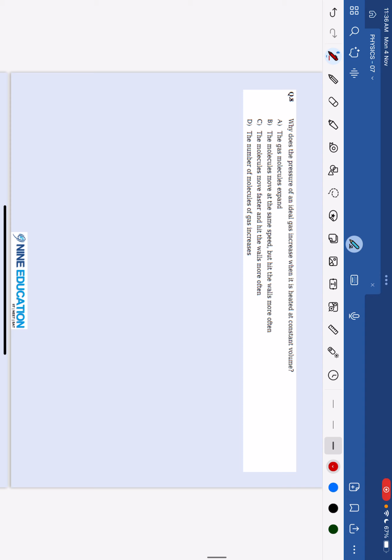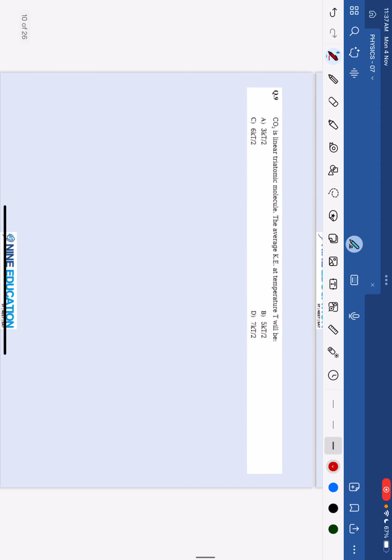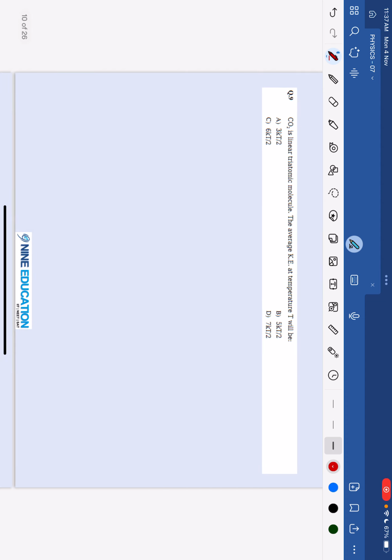Why does the pressure of an ideal gas increase when it is heated at constant volume? Option: gas molecules expand. Option: molecules move at the same speed but hit the walls more often. Option: molecules move faster and hit the walls more often. Because when we heat something at constant volume, we have done a derivation in the KTG where at constant volume we give some temperature and calculate the average kinetic energy. So C will be the correct answer here: molecules move faster and hit the walls more often.